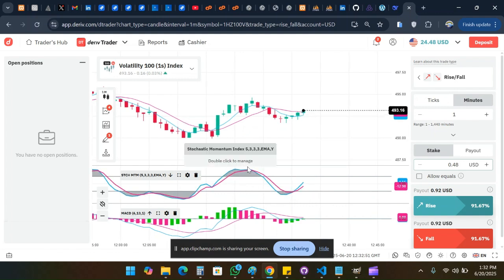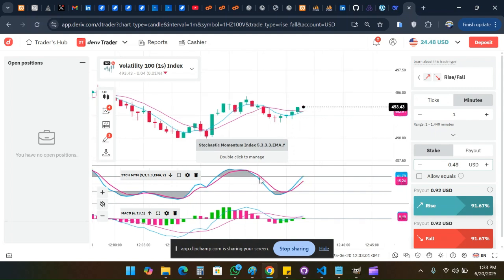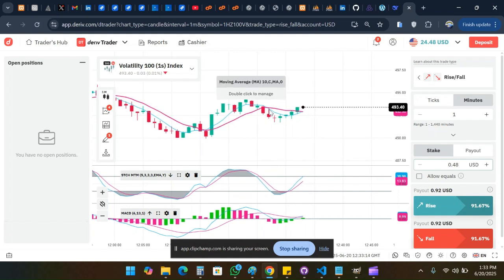Like this one now, the stochastic crossed over. There's a cross down here, but when the two lines cross below the 80 line, it is much stronger that the sellers are coming down. That is what made me sell here. Are you getting it now?